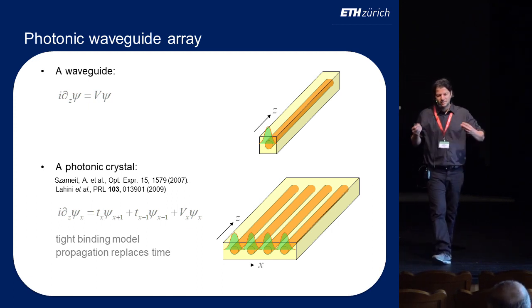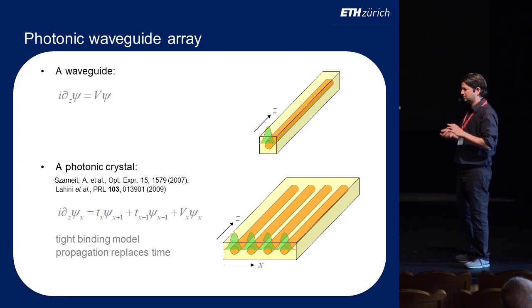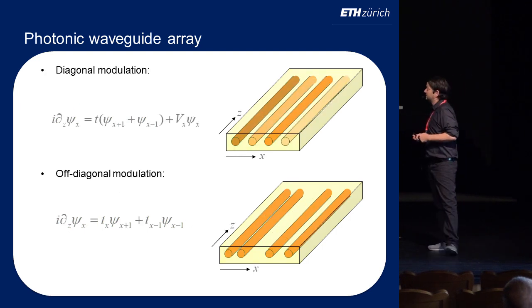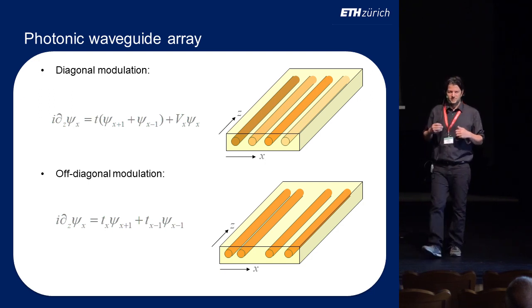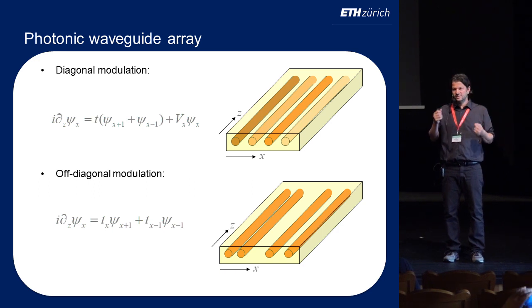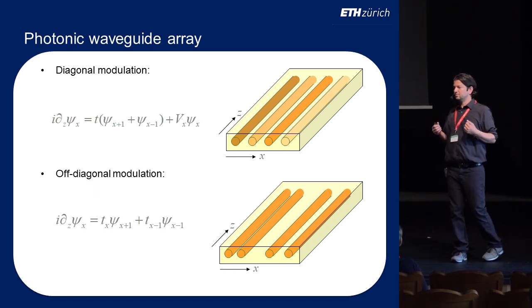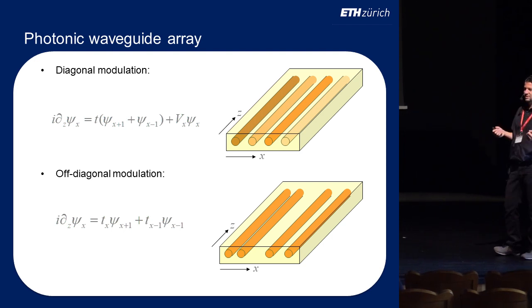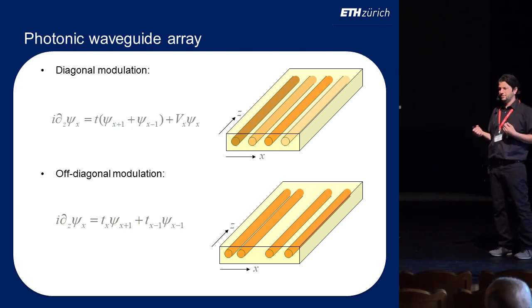And this is a highly tunable platform that allows you to play around with tight binding models. So, for example, you can take various waveguides with various refractive indices, and you can then modulate the on-site potential of your simulated model, or you can change the inter-waveguide distances, and by this modulate the hopping between your waveguides.